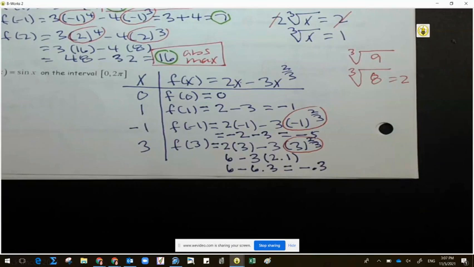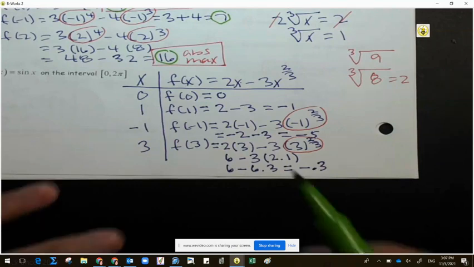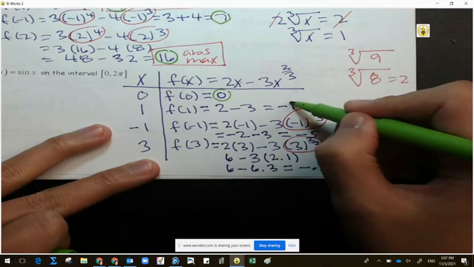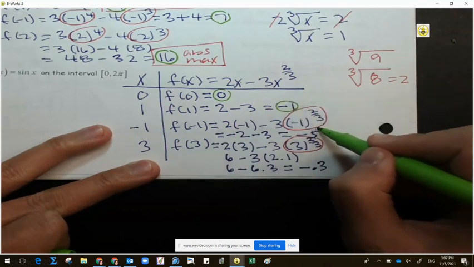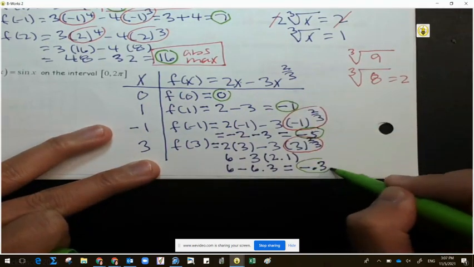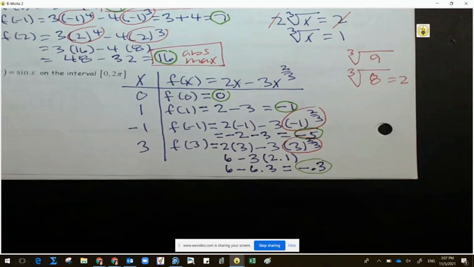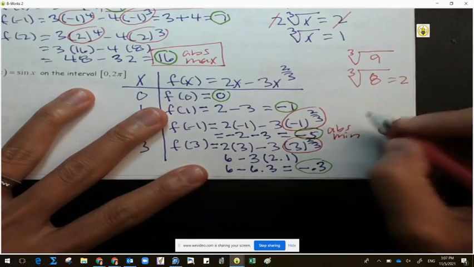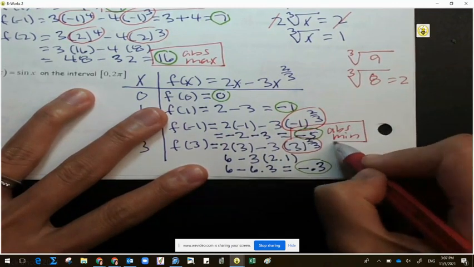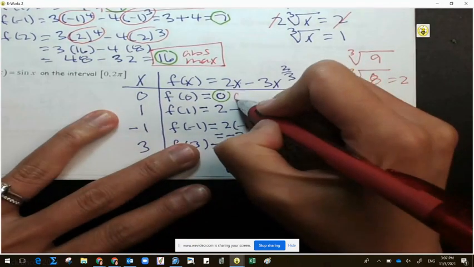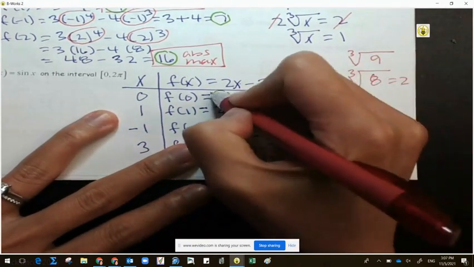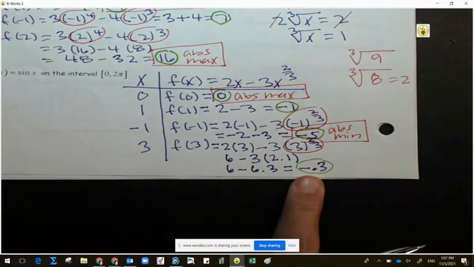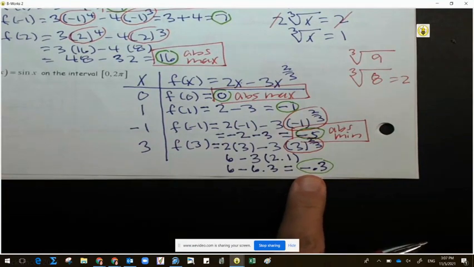All right, let's circle our final result. We got 0. We got negative 1. Negative 5 and negative 0.2. Where's my absolute minimum? Negative 5. And where's my absolute maximum? 0. And again, that number did not hinder your final answer.